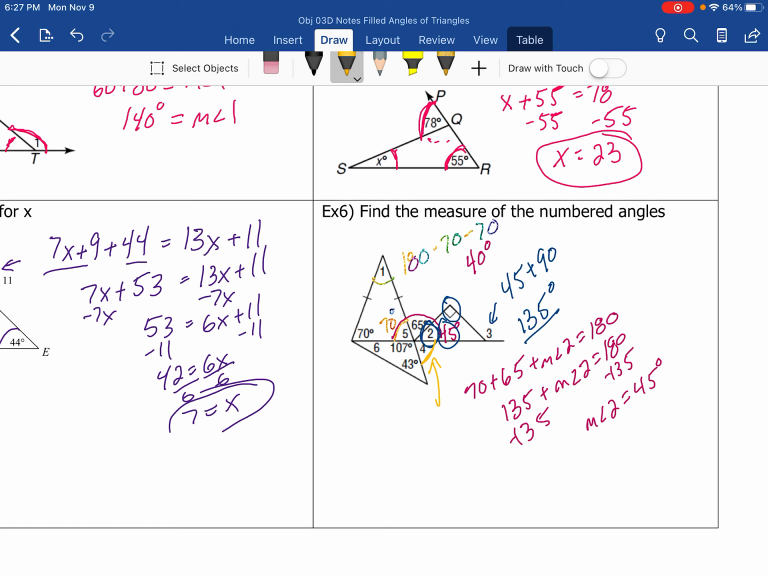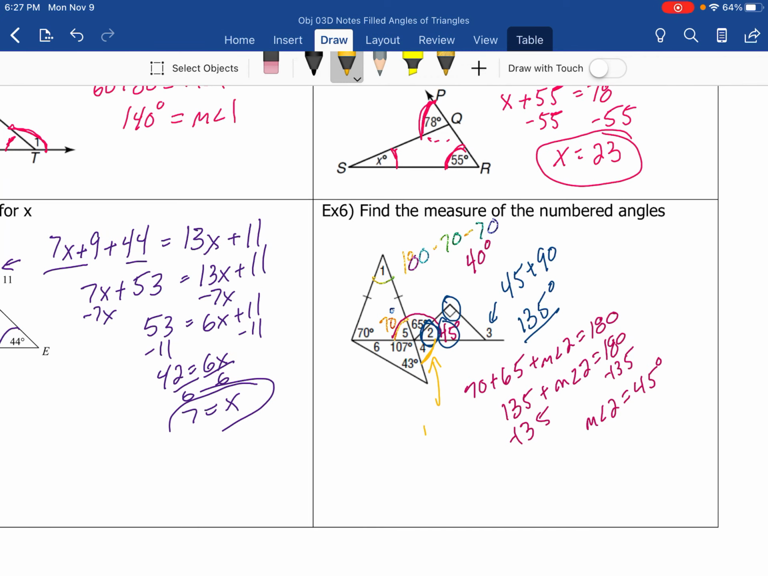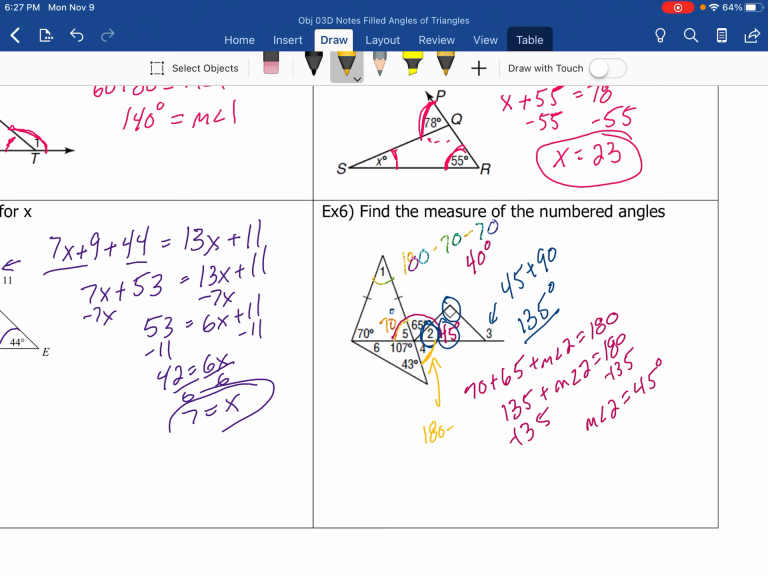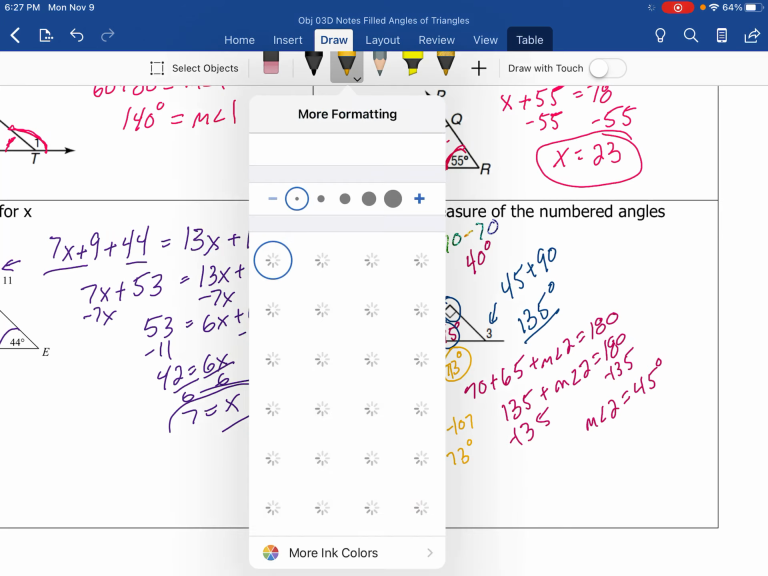So the measure of angle 4 here, well, there's a 107 degree angle next to it, so that's going to be 180 minus 107, which is 73 degrees, so 73 degrees. And I'll write all of this out. And so I know that's 73 degrees. There are a couple things I can do. I can tell you that angle 6 has to be 30 degrees. I can tell you the two ways.